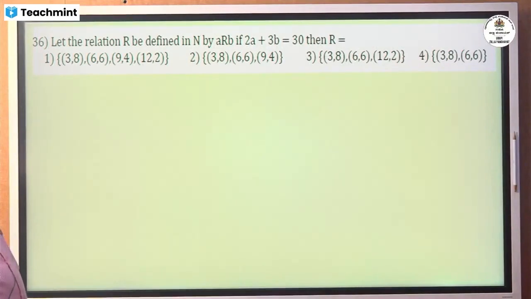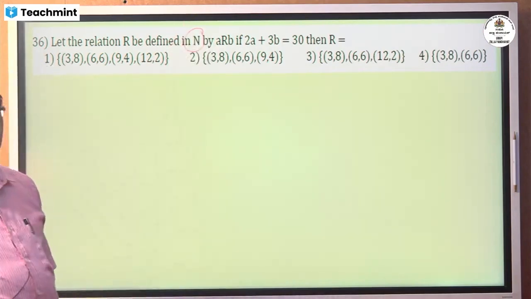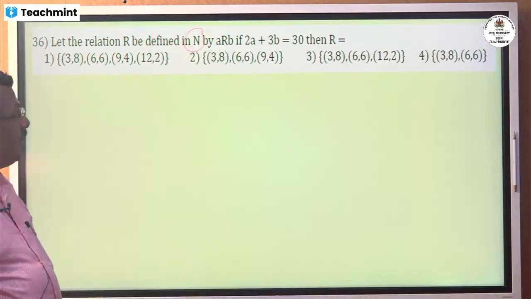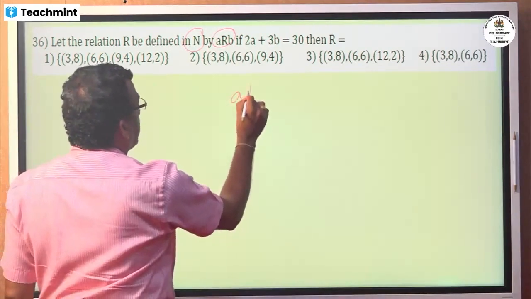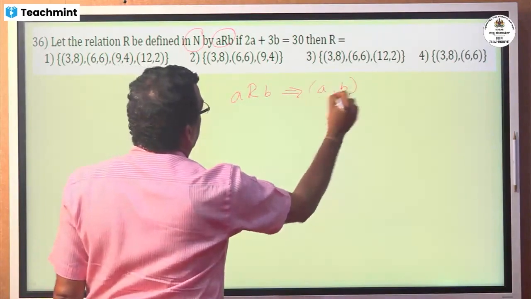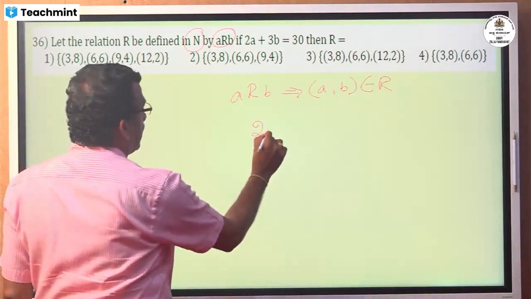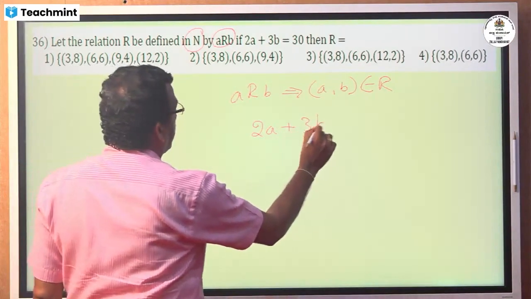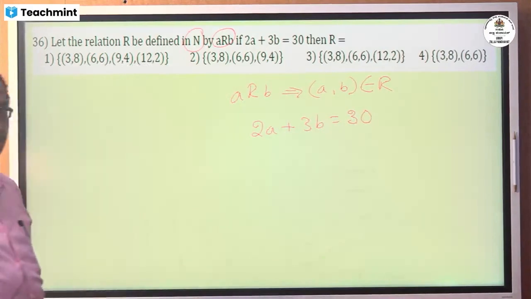Let the relation R be defined in N, again the natural numbers, by aRb. What do you mean by aRb? It means ordered pairs are in the form (a, b) in the relation R, with the condition that 2a plus 3b equal to 30. Then the relation R is.